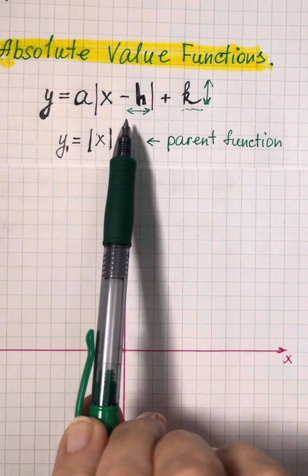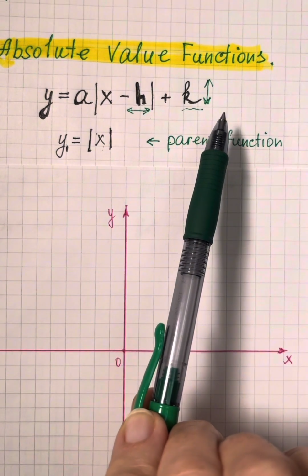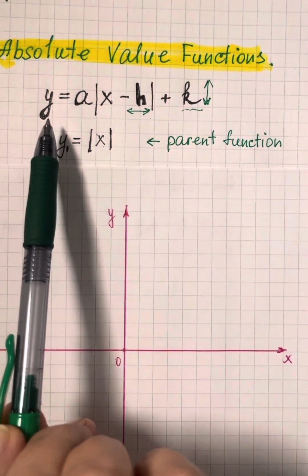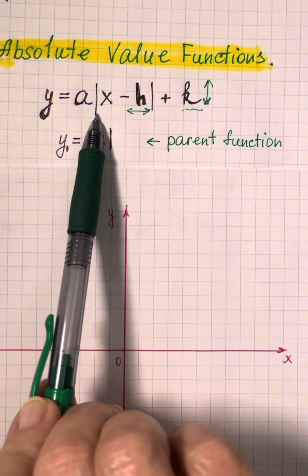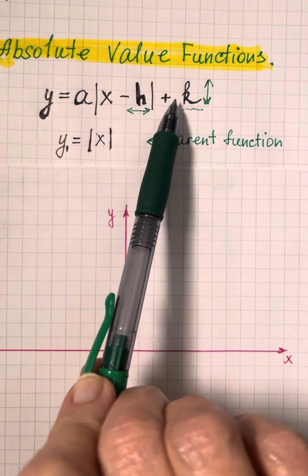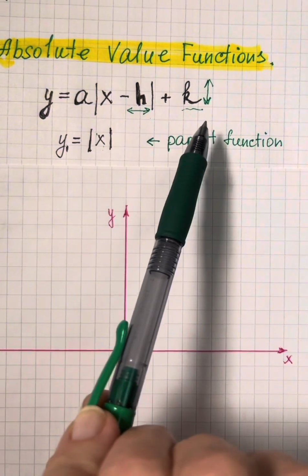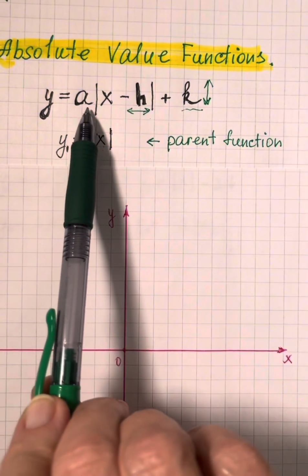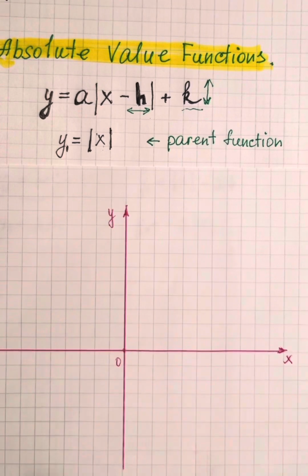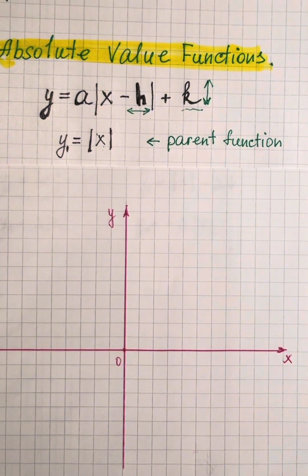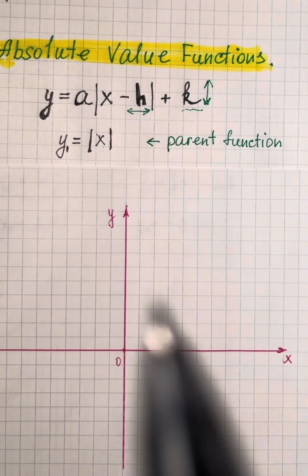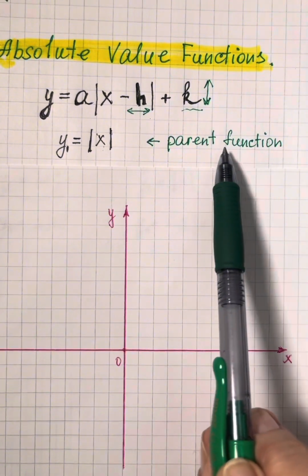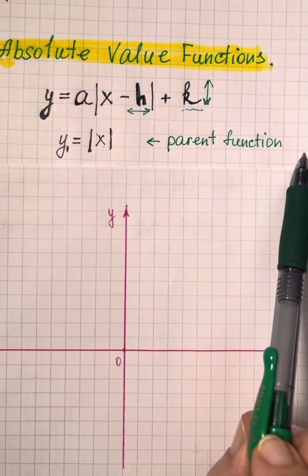In general, you will see the formula of absolute value. As you see, y equals a, absolute value x minus h, plus k. And we're going to try to understand what the coefficients a, h, and k are, and how they are reflected on the parent function. By the way, what is a parent function?